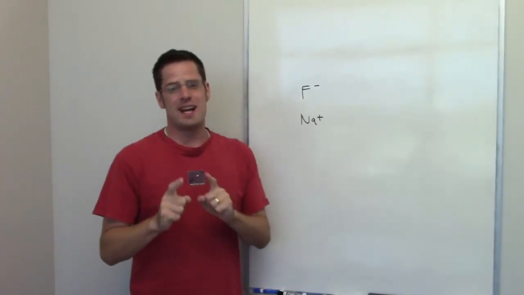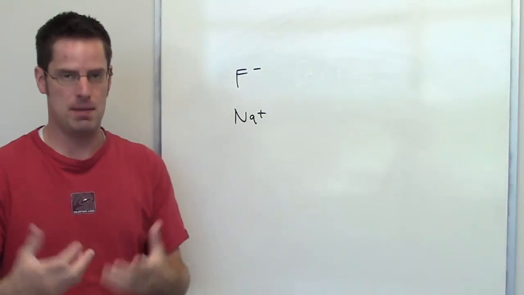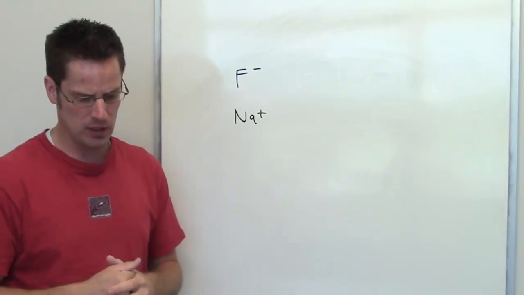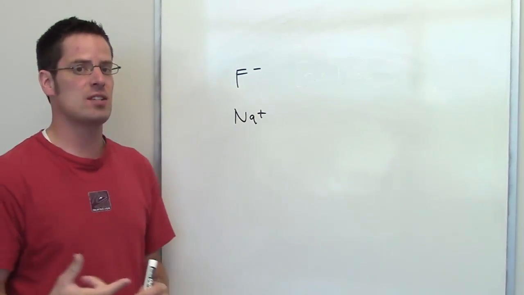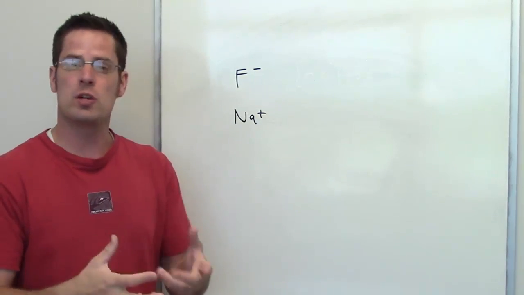In this question, we're asked to compare the ions fluoride, F-, and sodium cation, Na+. Both of those are isoelectronic. They have the same number of electrons as neutral neon. But the question doesn't ask that. The question asks us to compare size. How in the world do I determine which one is larger and which one is smaller?